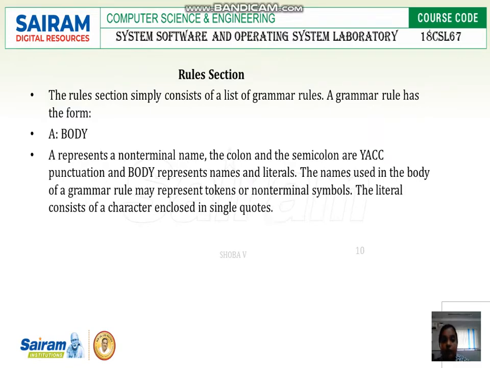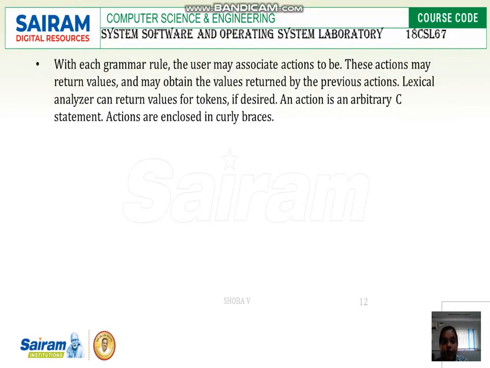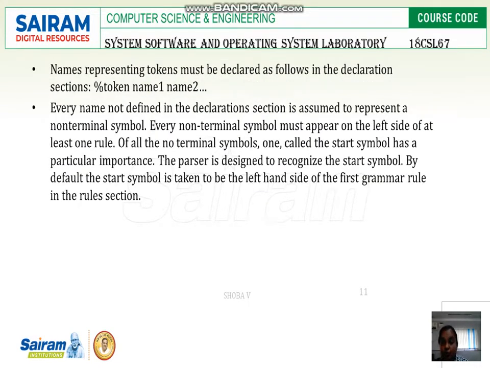So this is the rule section. The rule section simply consists of a list of grammar rules, and each has the form of a body representing a non-terminal name, the colon and semicolon. These are the YACC punctuation, and the body represents names and literals. The names used in the rule body may represent tokens or non-terminal symbols, and a literal consists of a character enclosed in single quotes. Names that represent tokens must be declared as follows in the declaration section.